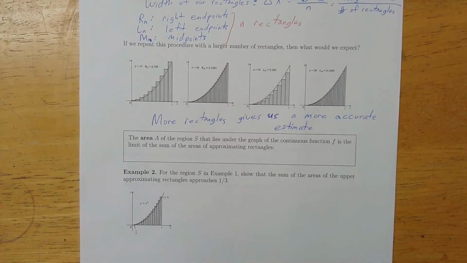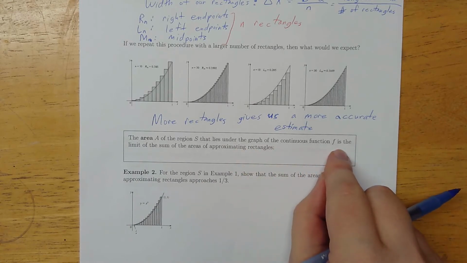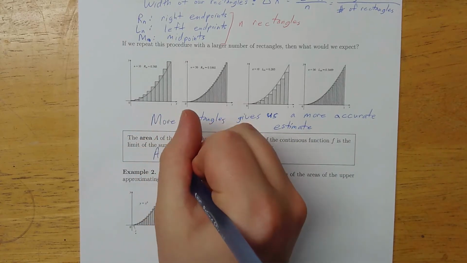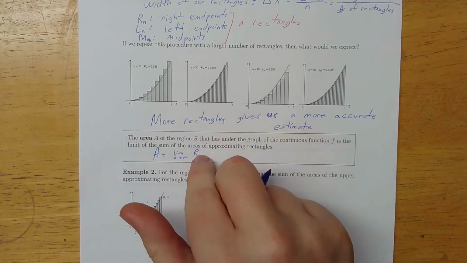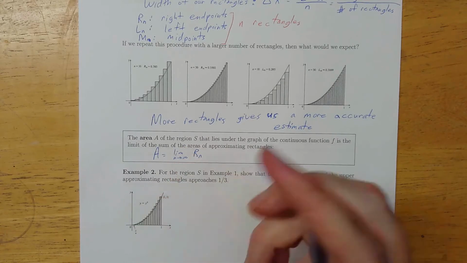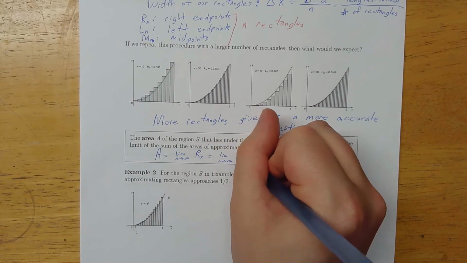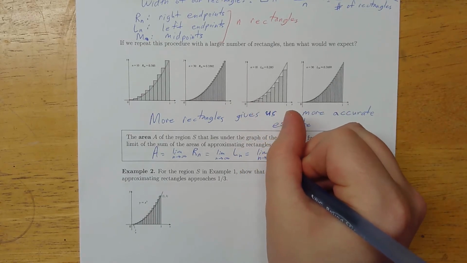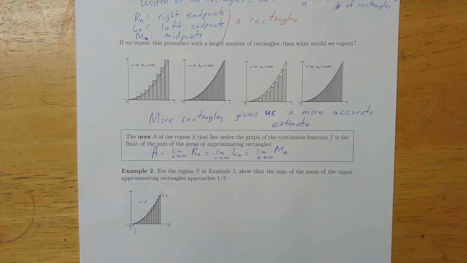Alright, so here's a nice little thing we can take advantage of. The area A of the region S that lies under the graph of some continuous function is the limit of the sum of the areas of the approximating rectangles. In other words, that area will be the same as the limit as n approaches infinity of using the right endpoints for the area, which will be the same as the limit as n approaches infinity of using the left endpoints to determine the height, which will be the same as using an infinite number of rectangles where the midpoint is used to determine the height.